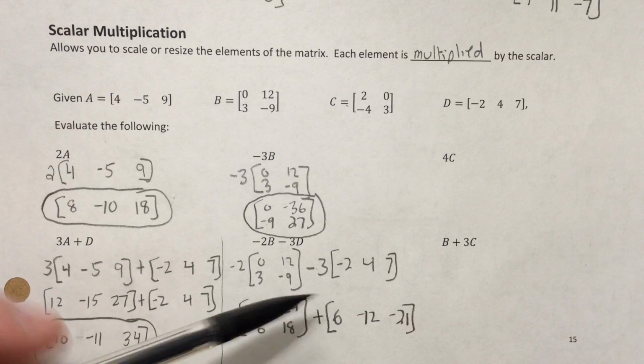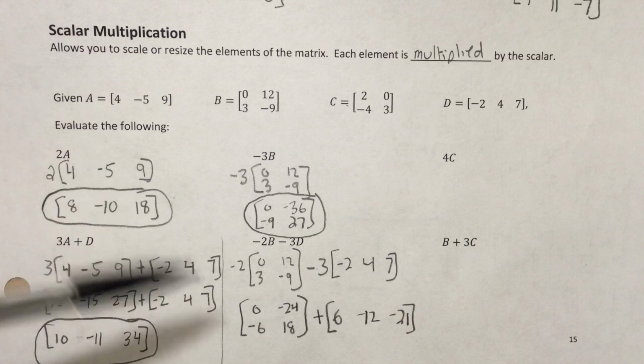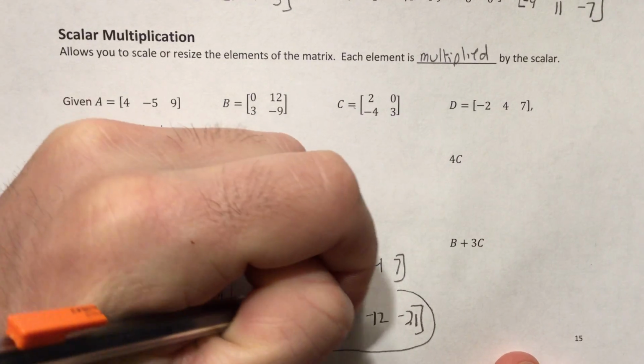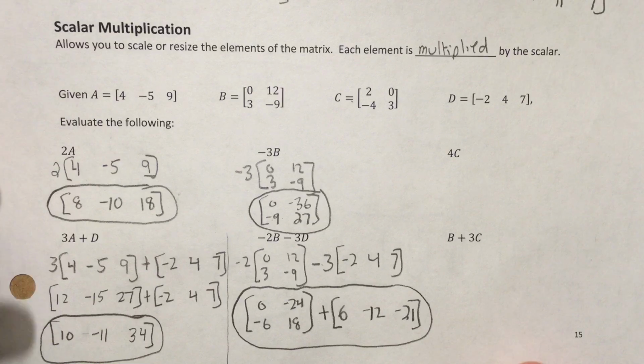And now it's asking me to add those matrices together, but since they are not the same dimension, I actually can't do that. So I'll just stop here. All right, try these 2 on your own, and welcome to the matrix.